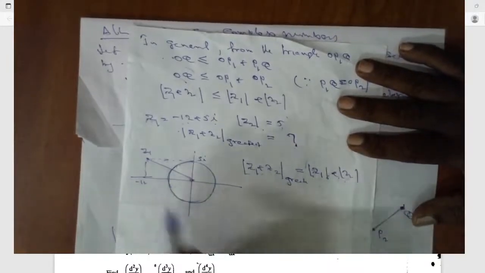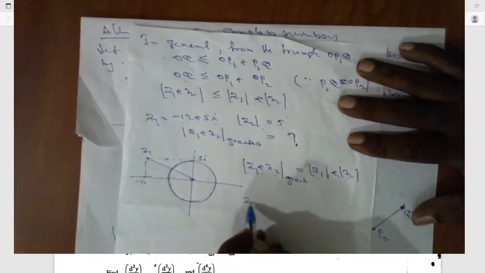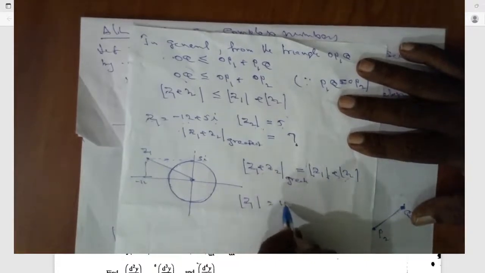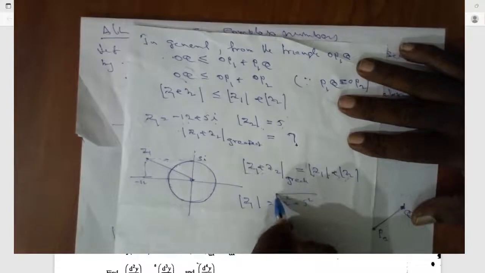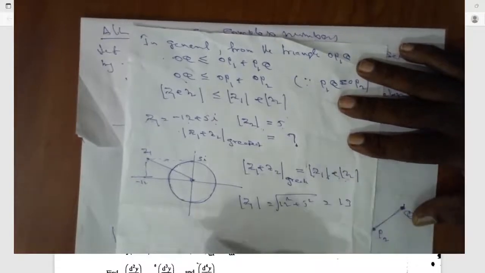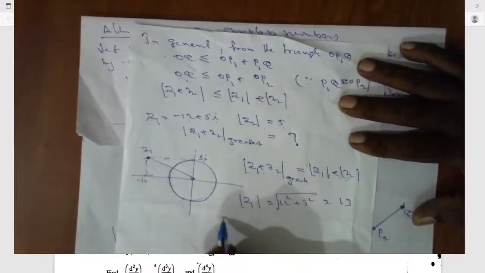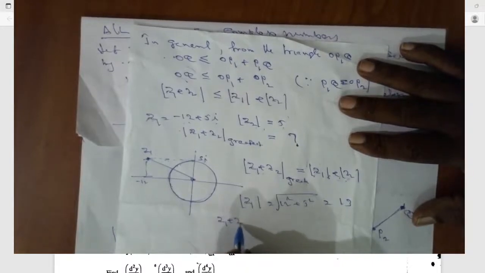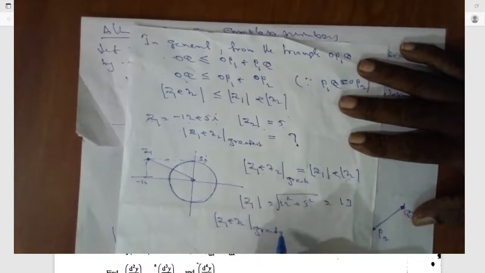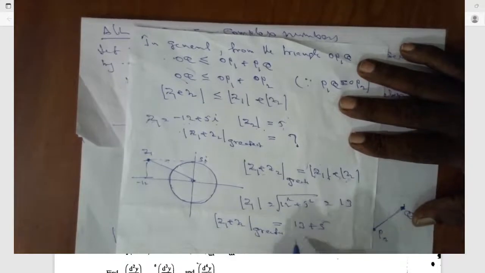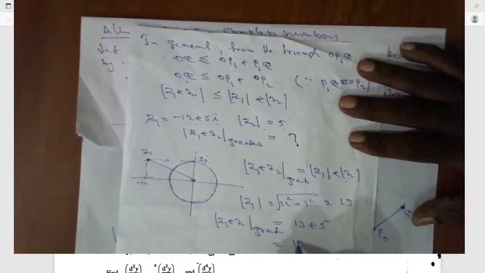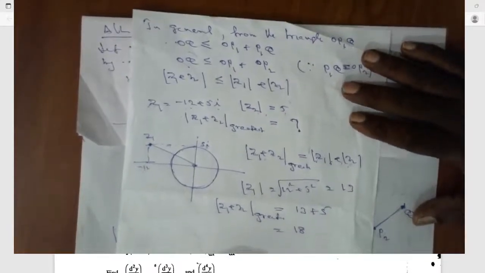Right? What is mod C1? That is the square root of 12 squared plus 5 squared. That is 13. Right? This length is 13. That plus this length, then C1 plus C2 greatest equals 13 plus 5. That is 18. Okay.